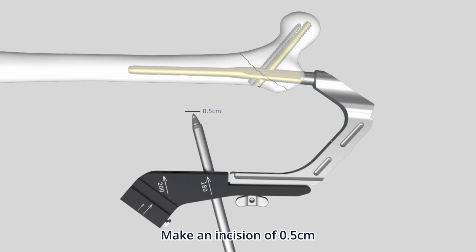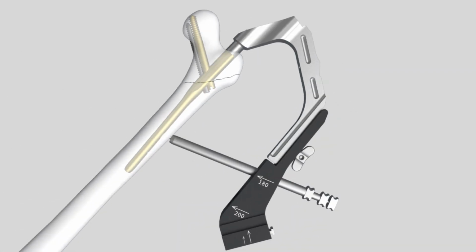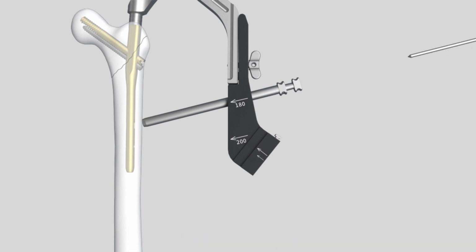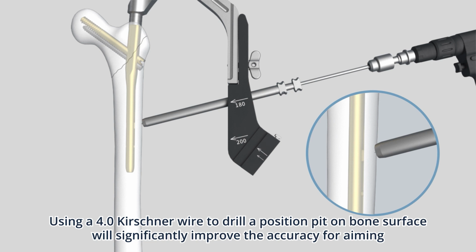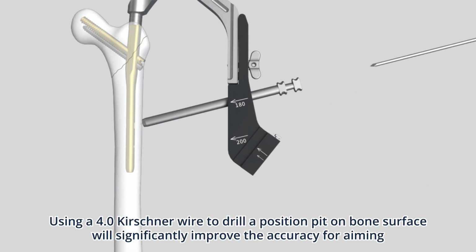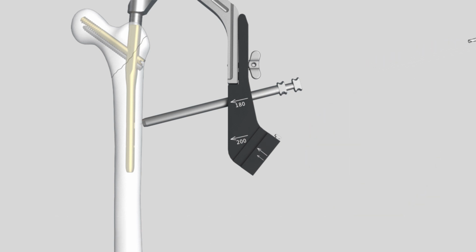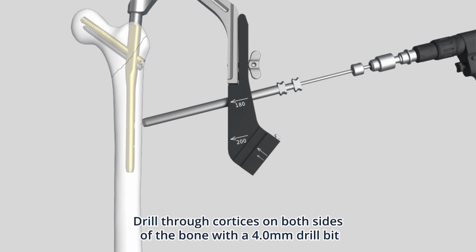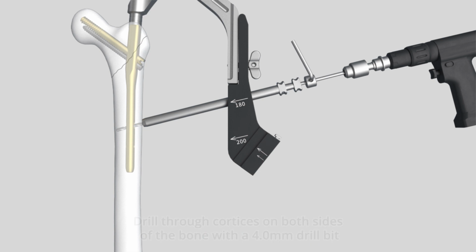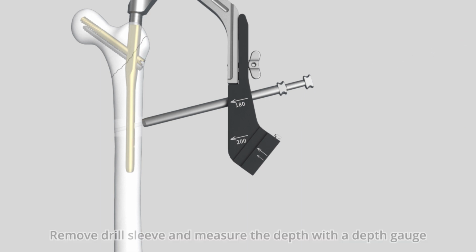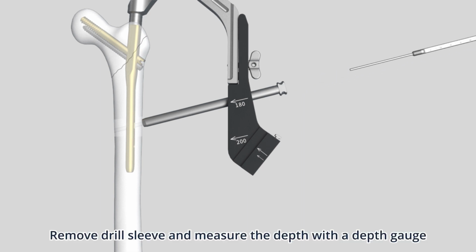Make an incision of 0.5 cm. Continue to push to bone surface. Remove the trocar. Using a 4.0 Kirschner wire to drill a position pit on bone surface will significantly improve the accuracy for aiming. Drill through cortices on both sides of the bone with a 4.0 mm drill bit. Remove drill sleeve and measure the depth with a depth gauge.